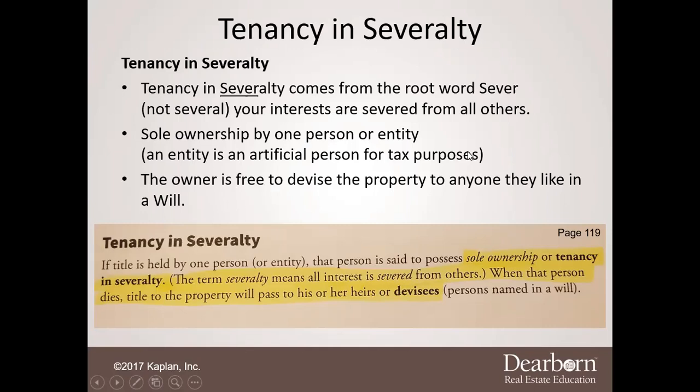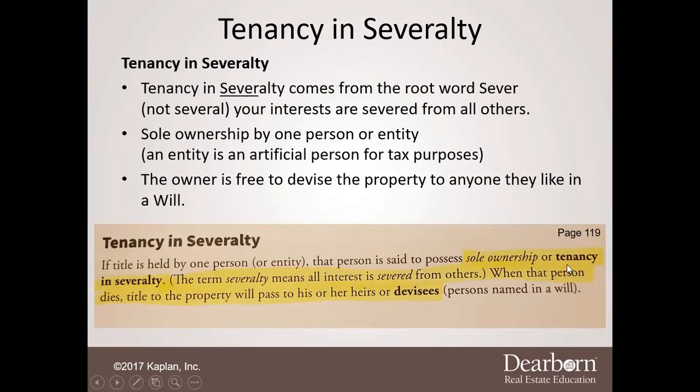That's ownership by one person or entity. All right. So what is an entity? Well, it's an artificial person like a business. For tax purposes, they're referred to as an entity. A business can own a property. So the owner is free to devise the property to anyone they like in a will, the last will and testament.